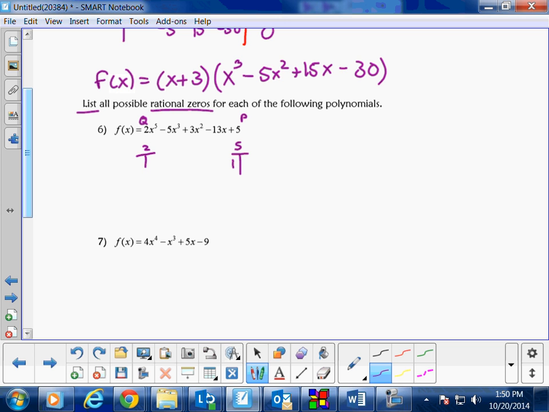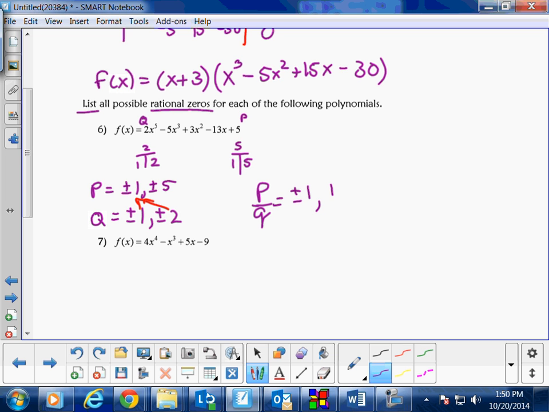Factors of 5 are just 1 and 5. Factors of 2 are just 1 and 2. P's could be plus or minus 1 and plus or minus 5. Q's could be plus or minus 1 and plus or minus 2. And then we do P divided by Q. Now, please remember, when you do this process, you're taking this dividing with this, and then this with that. So in this case, we end up with plus or minus 1 and plus or minus 1/2.